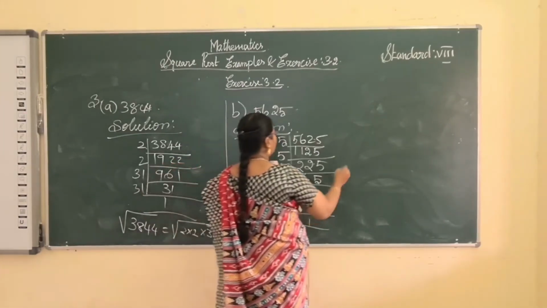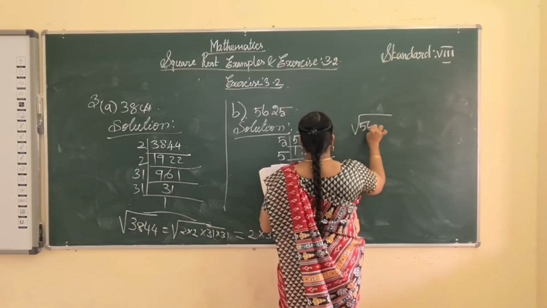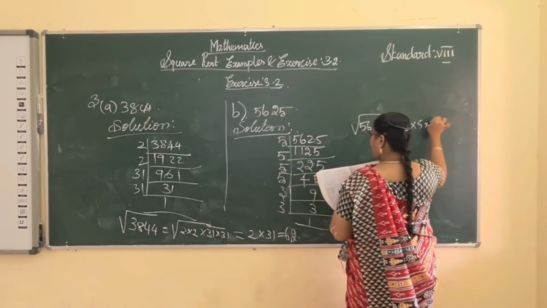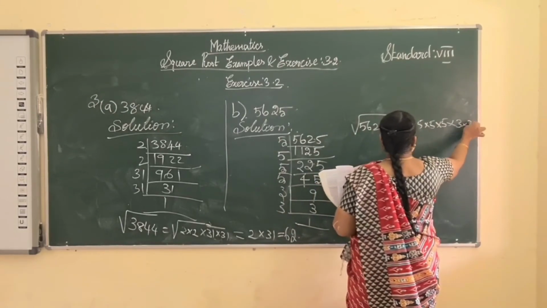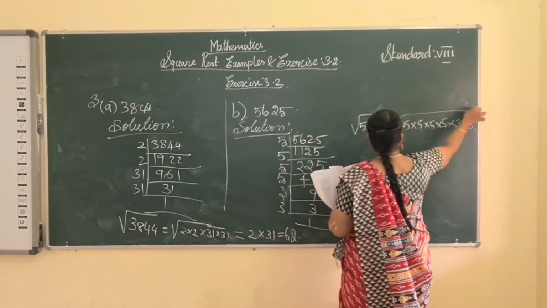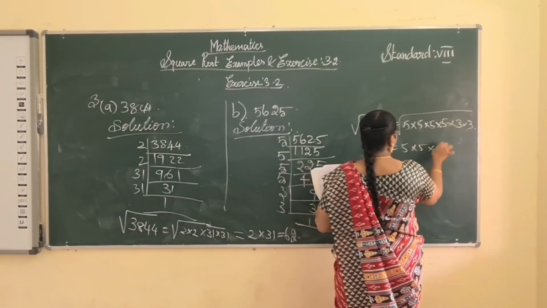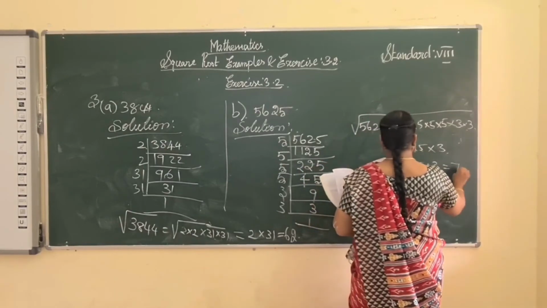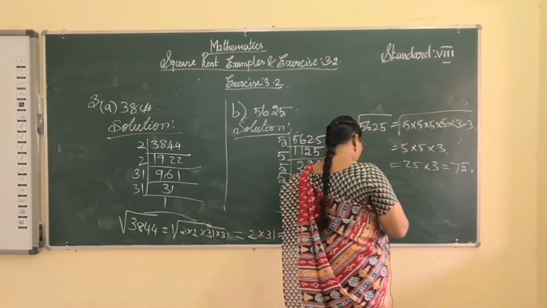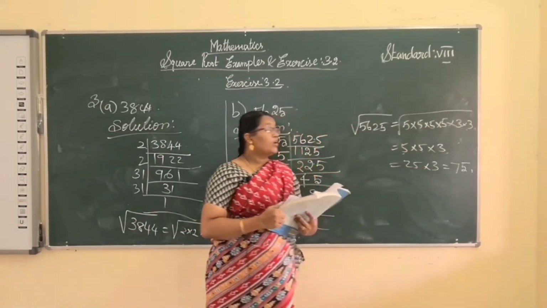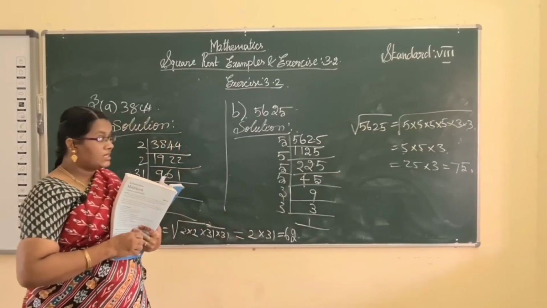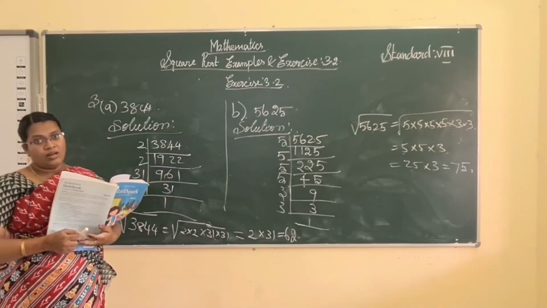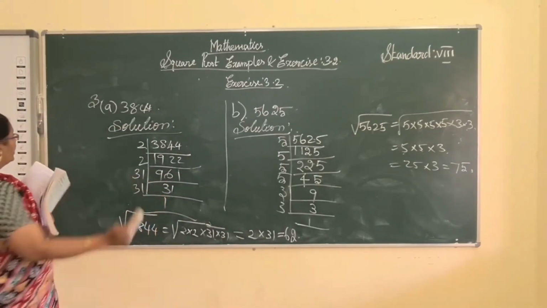Now write the prime factors. The square root of 5625 is equal to 5 into 5 into 5 into 5 into 3 into 3. So the square root of this value is 5 into 5 into 3. 5 5s are 25 into 3 is equal to 75. So the square root of 5625 is equal to 75. I hope you all understood the concept of the prime factorization method. Okay, now see the fourth problem.